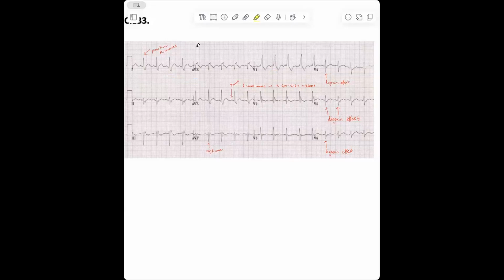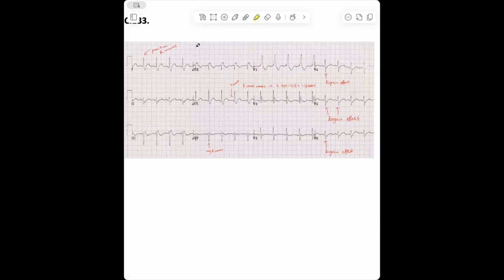Now you have to look at V1 and V6 or lead number 1 on the left side. You do see a notched R wave in V1 and a slurred deep S wave in V6, with lead number 1. What does it mean? Left axis? No. Left bundle branch?